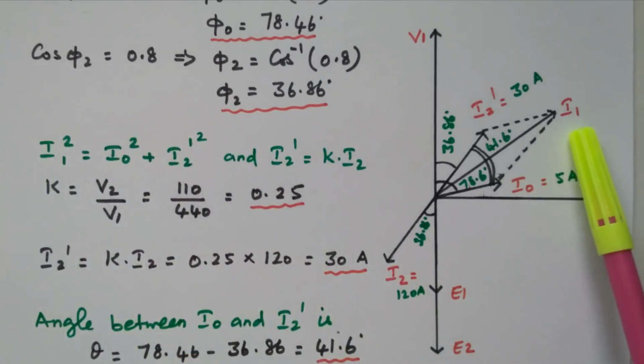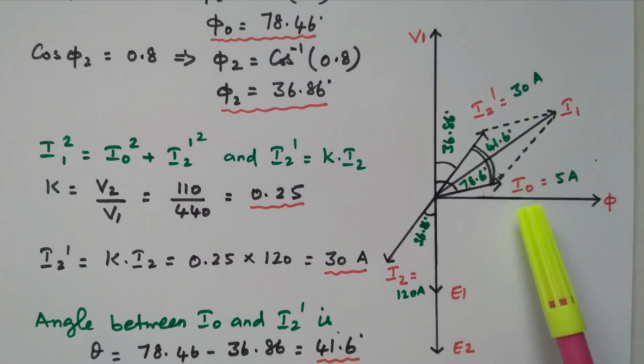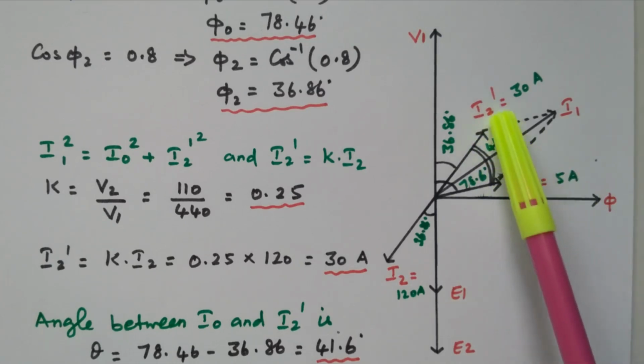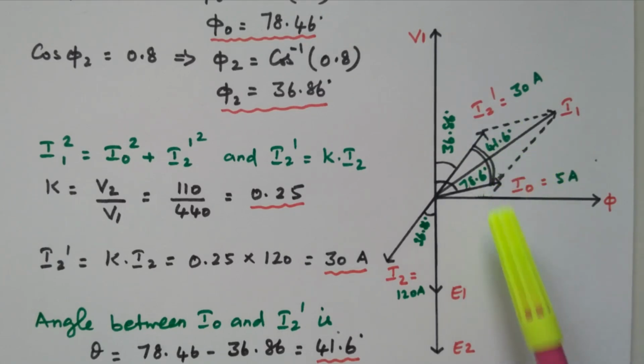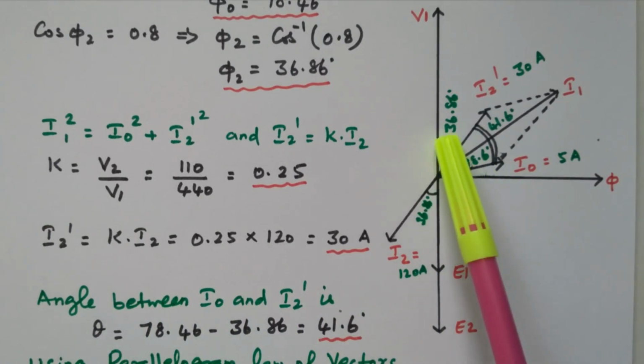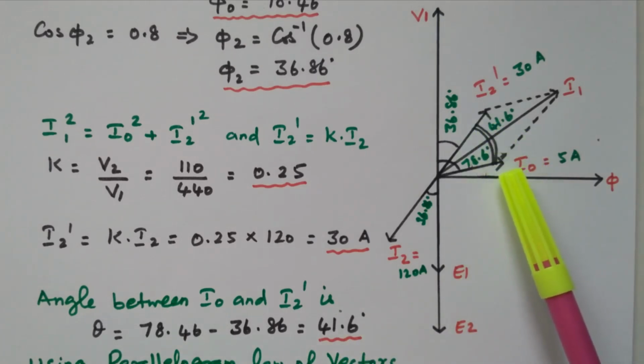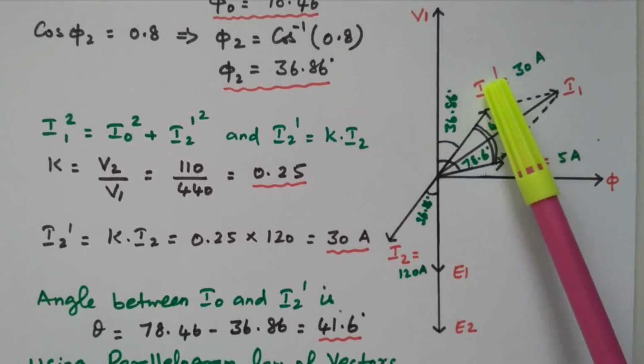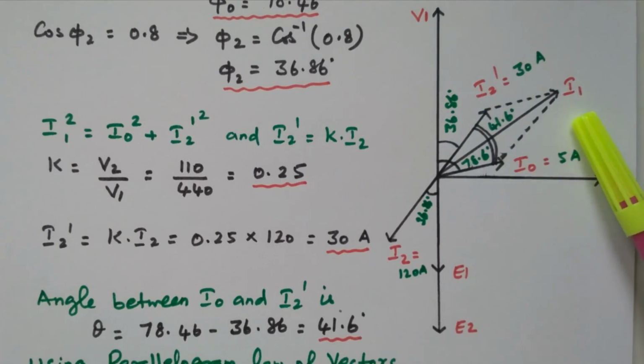Now this I1 is nothing but the vector sum of I0 and I2 dash. The difference in angle between I0 and I2 dash is calculated as 41.6 degree, which is also available here. The angle between I0 and I2 dash is the difference between these two angles, 78.46 minus 36.86, that is equal to 41.6 degree. That can be taken as theta. From the diagram also we can calculate. From this angle and the I0 value and I2 dash value, all the values are available, so easily we can calculate the I1 value.